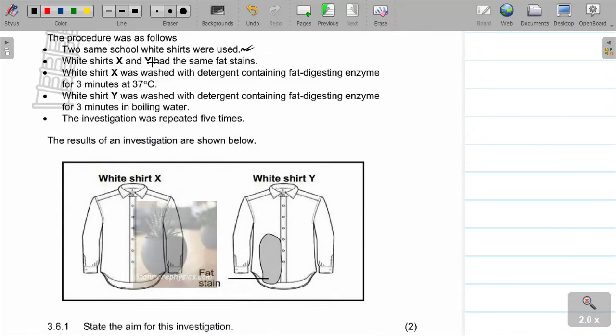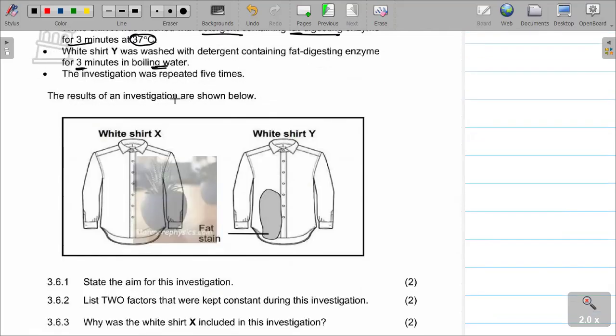White shirts X and Y had the same fat stains. White shirt X was washed with detergent containing fat digesting enzyme for 3 minutes at 37 degrees, and Y was washed with detergent containing fat digesting enzyme for 3 minutes in boiling water. And then the investigation was repeated 5 times, which we said that repetition is actually done to increase the reliability of the results.